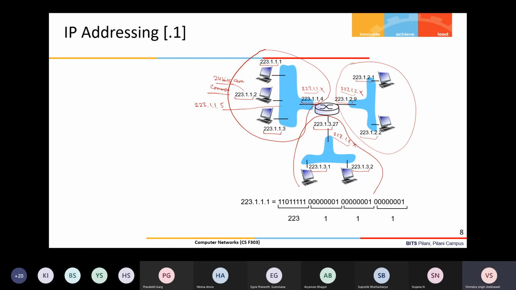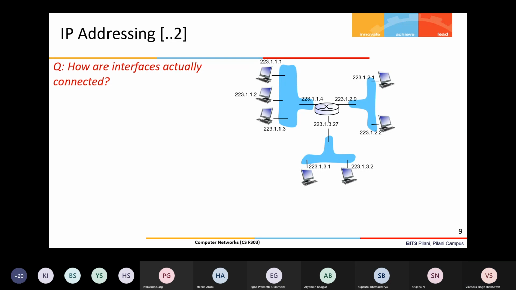Right. So these three groups of interfaces are each called a subnet. So this is also one subnet. Subnet is basically again a network, but we use the term network for the large one, and then the network can be divided into subnetworks. So these are the subnetworks.